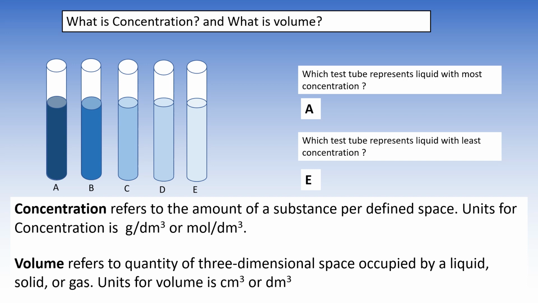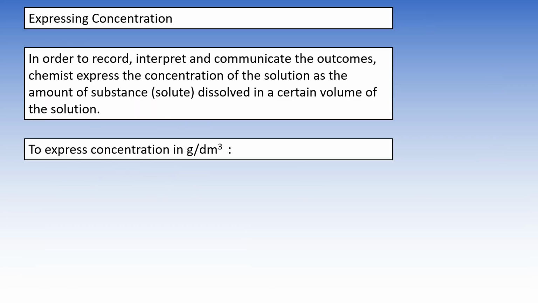Volume refers to the quantity of three-dimensional space occupied by a liquid, solid, or a gas. Units for volume are centimeter cube or decimeter cube. Apparatus that you can name are measuring cylinders and beakers, as well as volumetric flasks. They all have units of centimeter cube or decimeter cube. Chemists need to communicate outcomes, and therefore they express concentration of the solution as the amount of substance dissolved in a certain volume of solution.